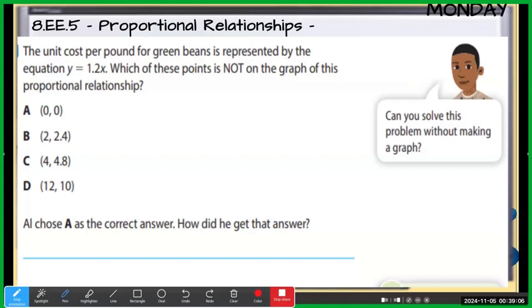I'm gonna read it, since you're still thinking. It says the unit cost per pound for green beans is represented by the equation y equals 1.2x. Which of these points is not on the graph of the proportional relationship? Now, how do I know if a point is going to fit on the graph of that proportional relationship? I could draw it. You could multiply. Or you can look at the reference they already gave you. Add it by itself.